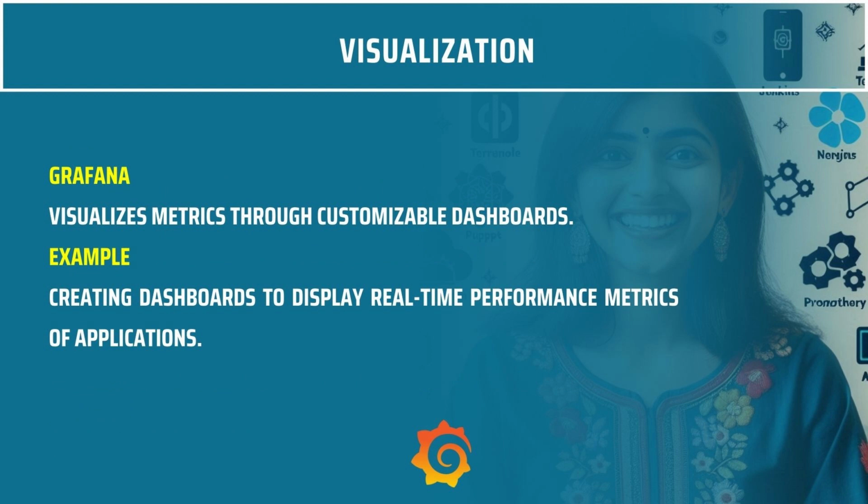And next we have visualization. Grafana is often used alongside Prometheus, where it's an open source platform for monitoring and observability that allows us to visualize metrics through beautiful customizable dashboards. For example, you can create a Grafana dashboard to display real-time performance metrics of our application, such as response time, error rate, and resource usage, making it easier to identify and troubleshoot issues.